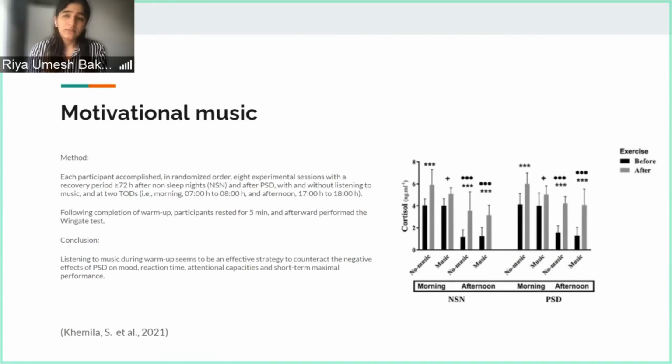They were all given a pre-decided playlist of music while they were warming up, and then finally they performed the Wingate tests. Then we conducted a test of their saliva sample, where we found out that listening to music lowered post-exercise cortisol in the morning after both PSD and NSN. As you can see on the right, there is a graph displaying the results of the same, and we came to the conclusion that listening to music during warm-up seems to be an effective strategy to counteract the negative effects of PSD on mood, reaction time, attentional capacities, and short-term maximal performance.